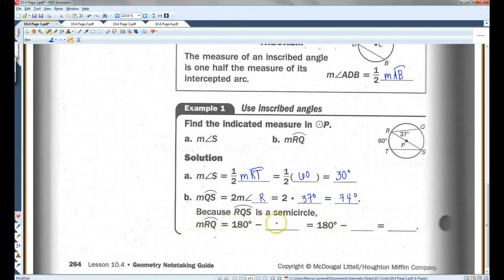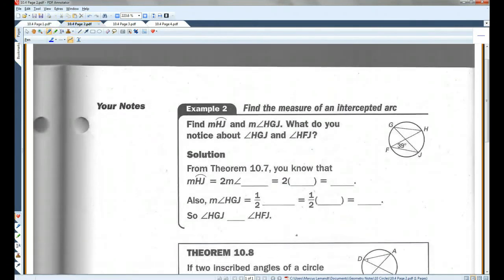And this, like we said, is going to be 180 minus 74 degrees. So this is 74 degrees. The whole thing is 180. I guess they want us to write out the arc here. We can do that. Subtract: 106 degrees. Alright, let's go on to page 2.